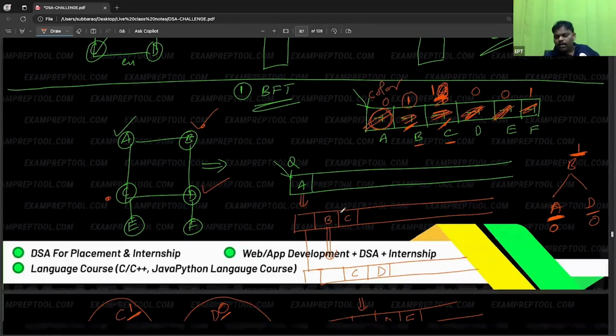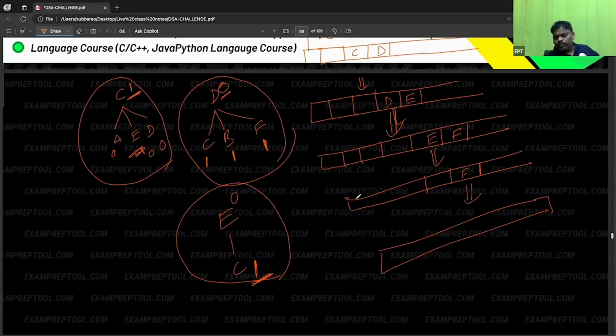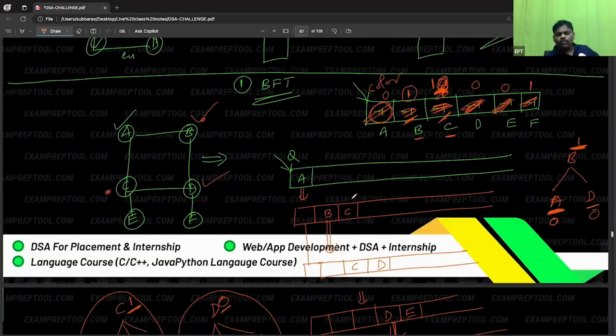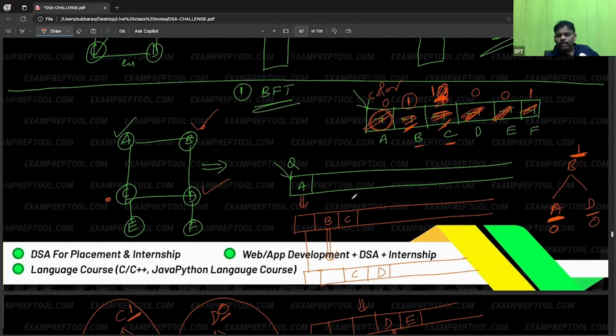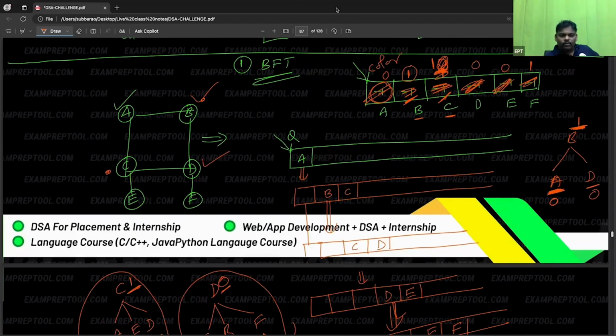Remember, for BFT, we are using the Q data structure. Q means enqueue, dequeue. Whatever language you want, you can write, no objection. Using BFT, you can do it. What is the meaning of BFT? A followed by A's adjacent, all the people.